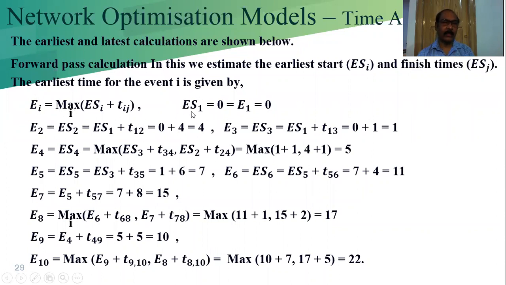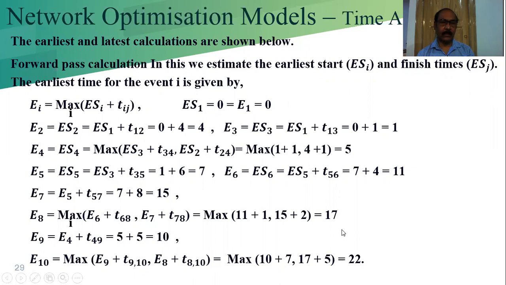See, at the start event E1 is equal to 0. Now E2 is equal to ES2 according to our formula. So ES1 plus T12 is equal to 0 plus 4 is equal to 4. Whatever values we have written into the table or into the rectangular box in the diagram, we can verify this.